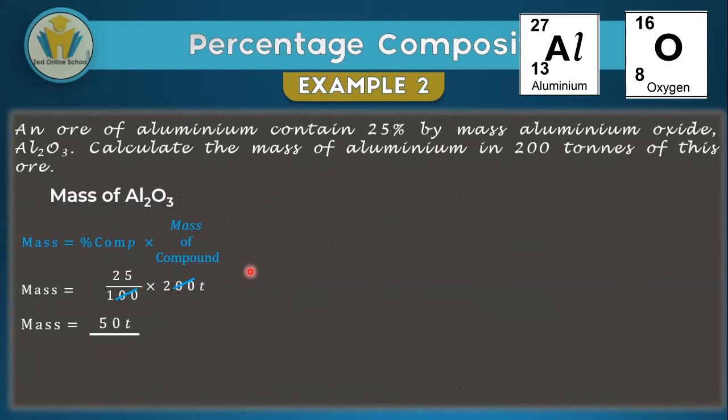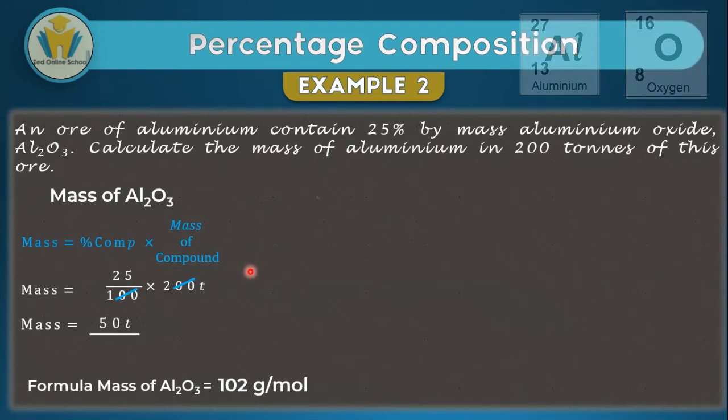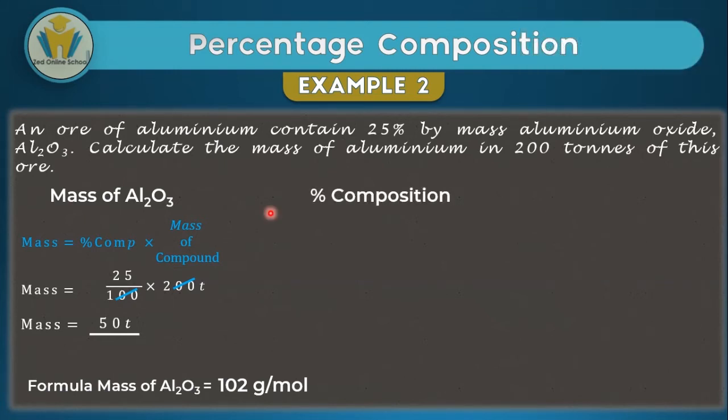I hope you paused the video. The formula mass must give you 102 grams per mole. Now let's work out the percentage composition. Again, we use our formula here.